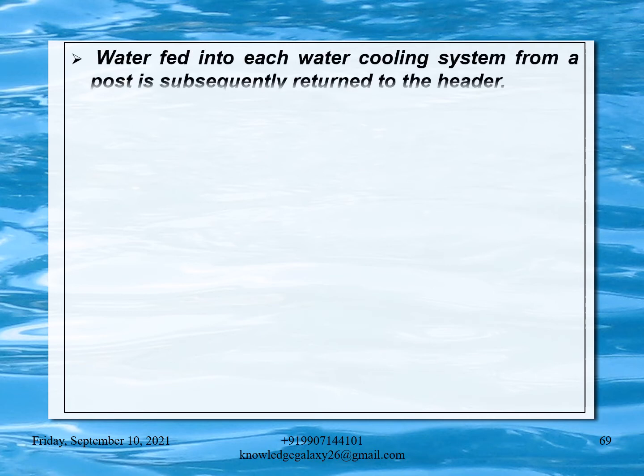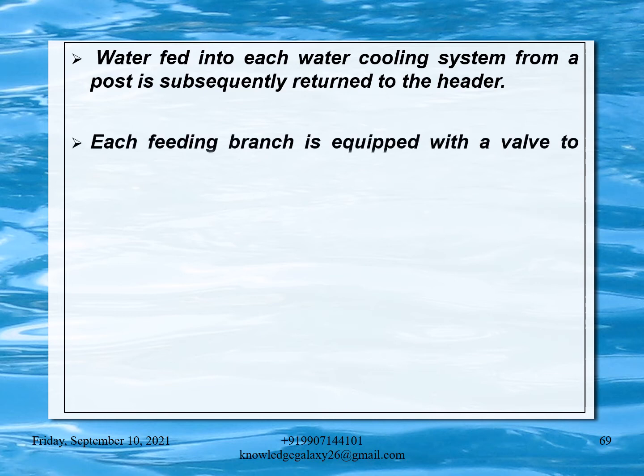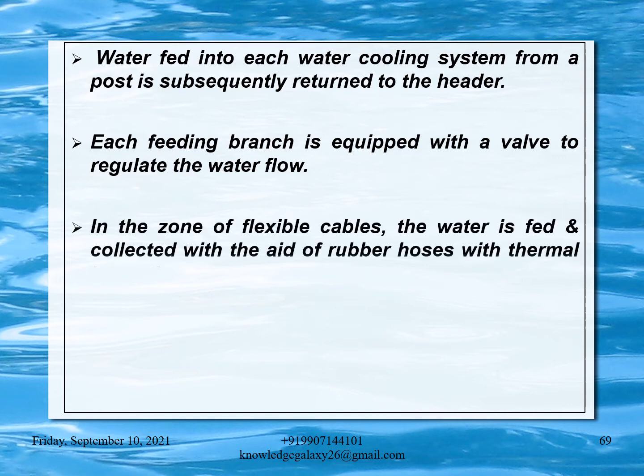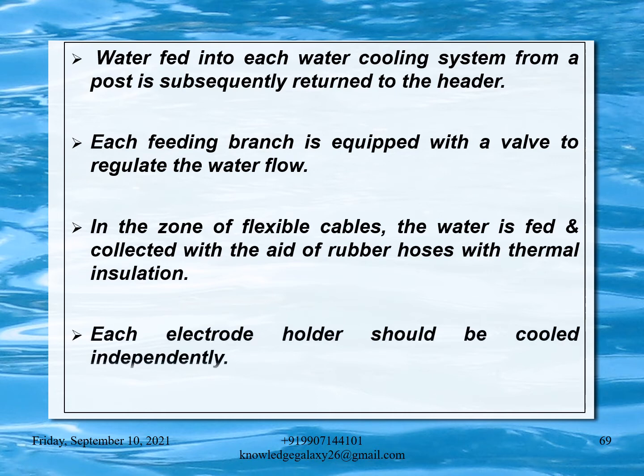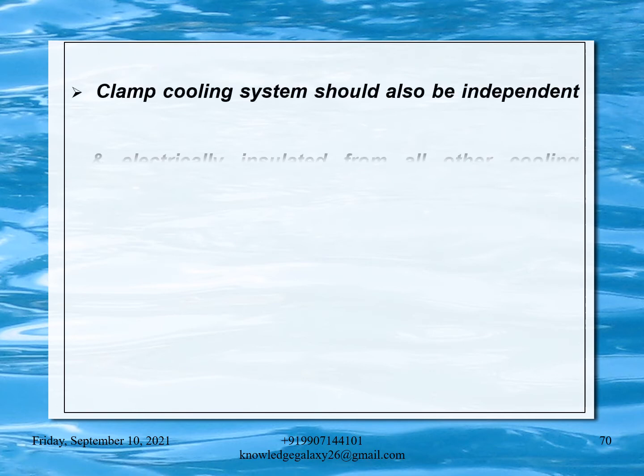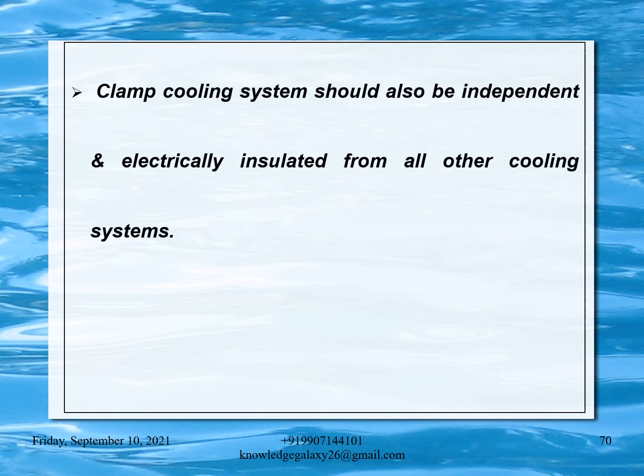Water fed into each water cooling system from a post is subsequently returned to the header. Each feeding branch is equipped with a valve to regulate the water flow. In the zone of flexible cables, the water is fed and collected with the aid of rubber hoses with thermal insulation. Each electrode holder should be cooled independently. Tram cooling system should also be independent and electrically insulated from all other cooling systems.